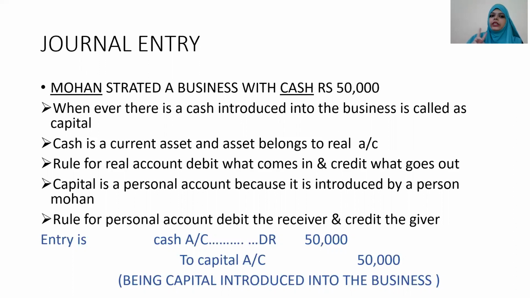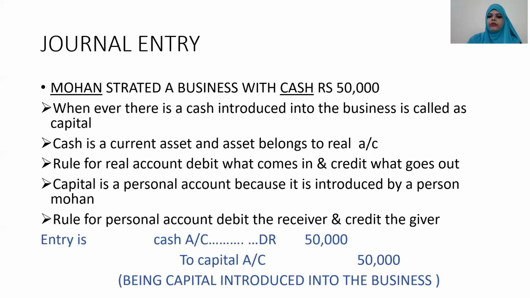Then we have the second thing involved, that is capital. Capital is a personal account because it is introduced by a person. Suppose Mohan is a real person and he introduces the capital in the business. So capital becomes the personal account. The rule for the personal account is debit the receiver and credit the giver.